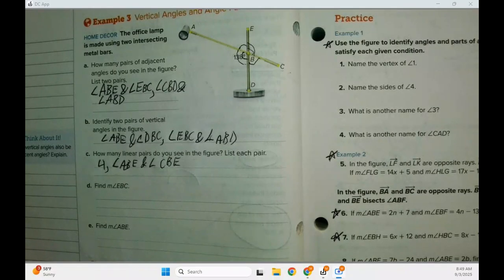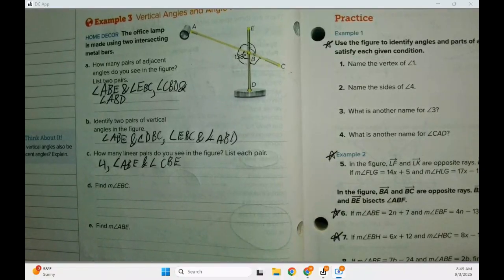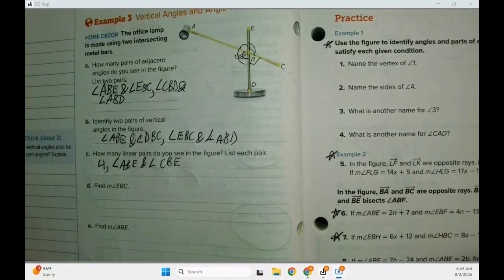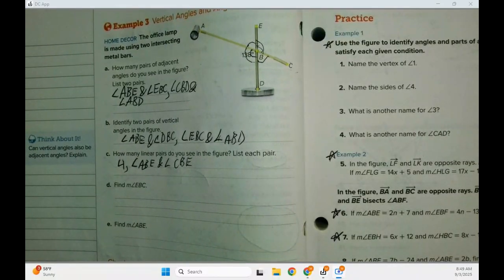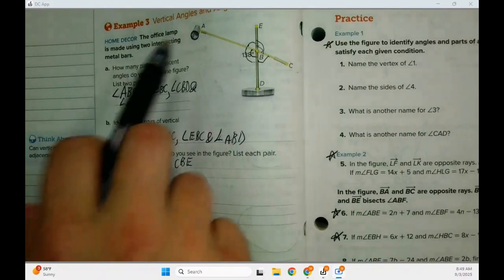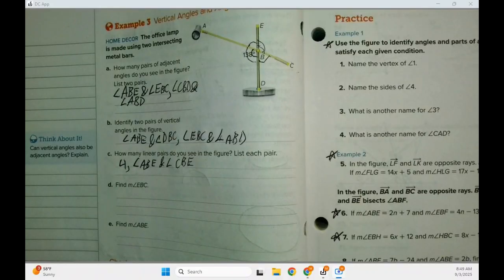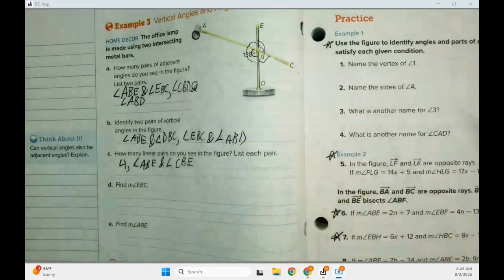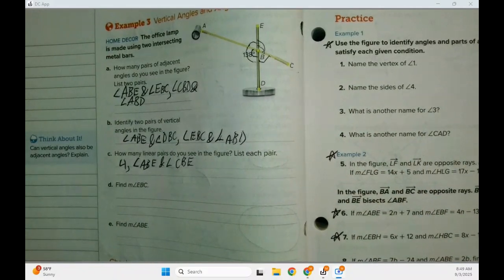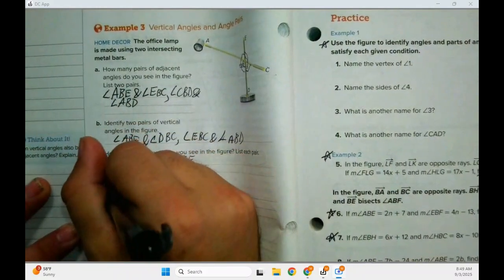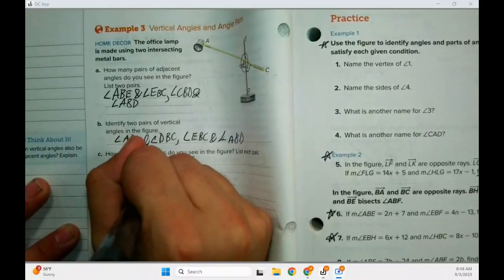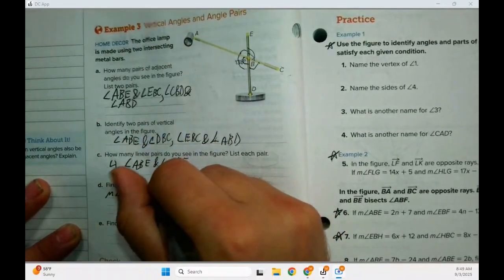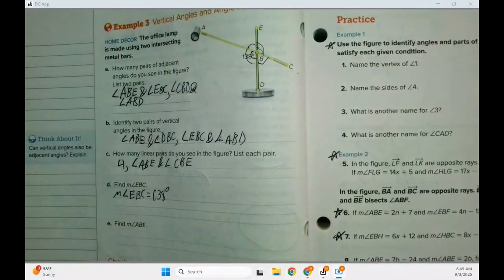138. How did you get 138? Exactly. If they're a pair of vertical angles, what do we know about vertical angles? They're congruent. And so that tells me if angle ABD is 138 degrees, well, then the vertical angles are congruent. So we know that the measure of angle EBC is equal to 138 degrees. They're congruent.